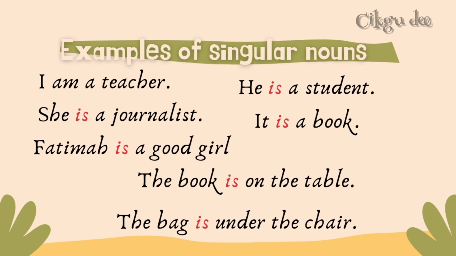Now, let's look at examples of singular nouns in sentences. I am a teacher. He is a student. One student. She is a journalist. It is a book. One book. Fatima is a good girl. The book is on the table. The bag is under the chair. On and under is the preposition.